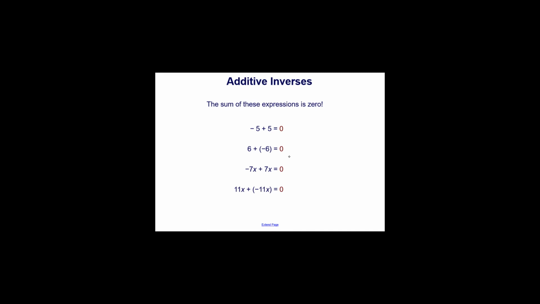Again, the sum of additive inverses is 0. That's why they're called additive inverses. They have that special property. So we can use that to our advantage because it's almost like these expressions have eliminated. They've gone away and they just have a value of 0.